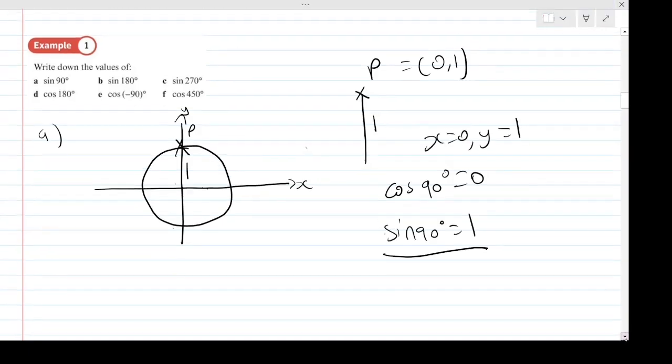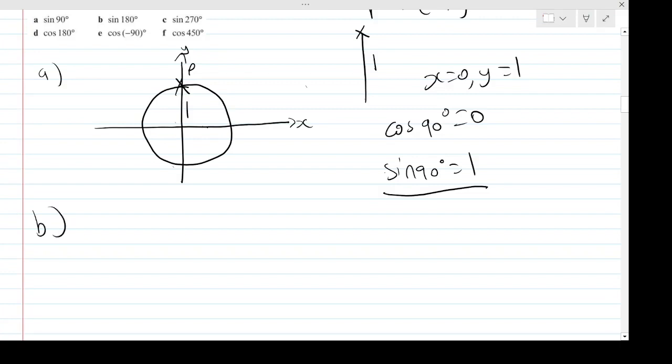Part B, then: we need to work out sine of 180. So now 180 degrees in here. Well, we start again here, and we need to turn 180 that way. So this whole angle is 180, and we end up on the negative x-axis, right? Again, it has to be on the circle of radius 1, that's the unit circle. If we start in here and then we turn 180, it would end up there.